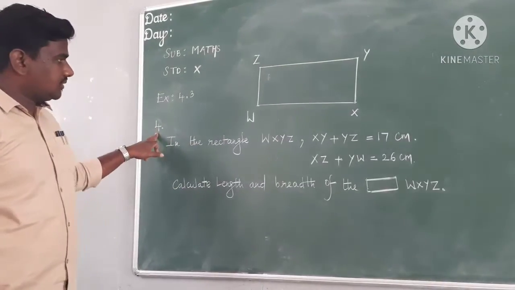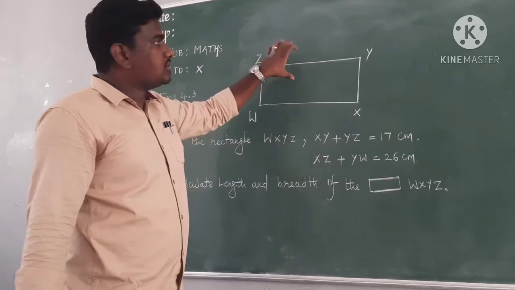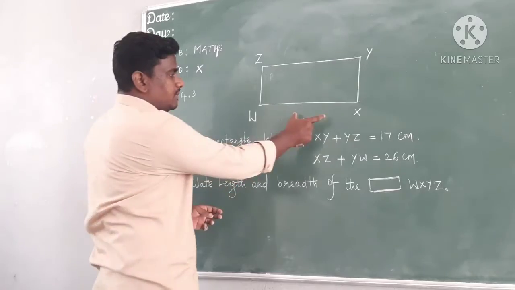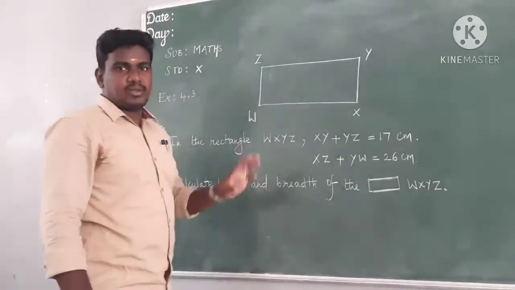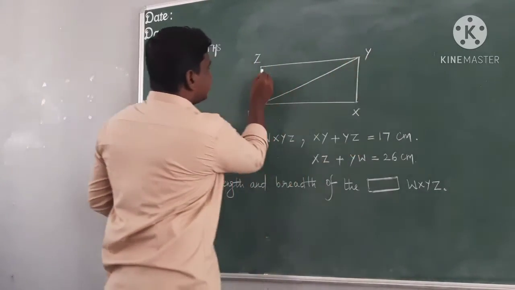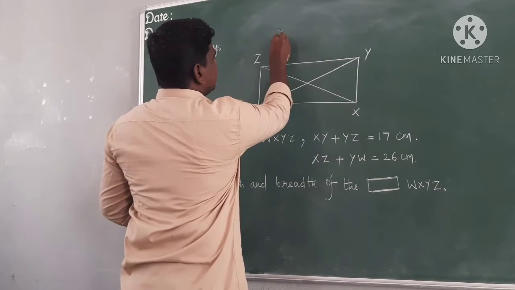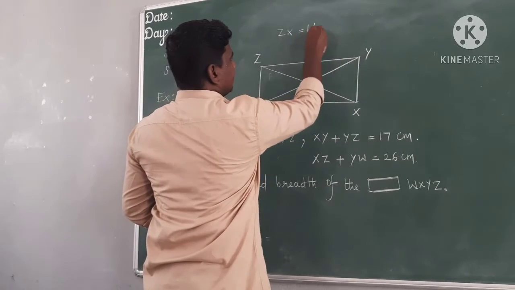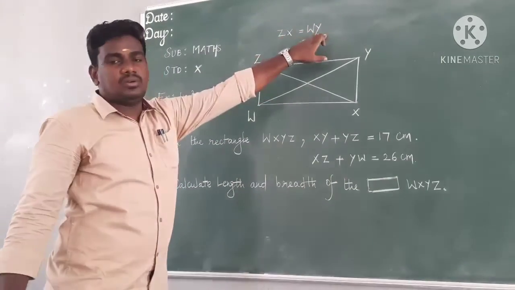Question number 4. This is the rectangle WXYZ. You know the property of rectangle. Pair of opposite sides are parallel and equal. So WX is equal to YZ, XY is equal to WZ. You know very well. And the length of the diagonals are equal. So ZX is equal to WY. The diagonal lengths are equal.